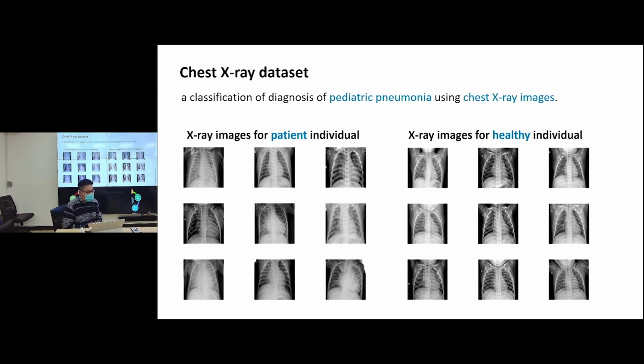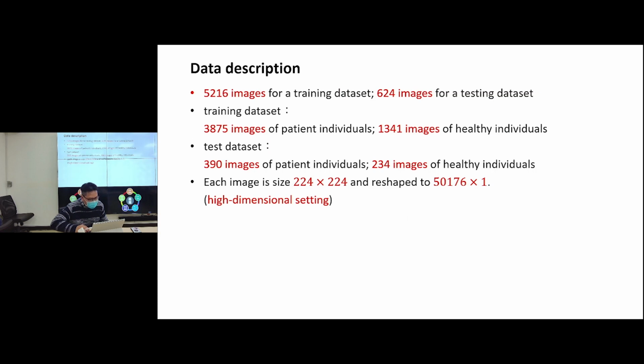And this is the chest X-ray data set. It is a classification for the diagnosis of pediatric pneumonia using chest X-ray images. The left-hand side is the image of a patient individual, and the right-hand side is a healthy individual. And this is the data description here.